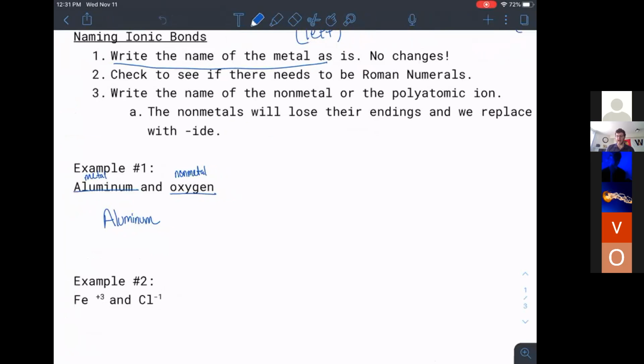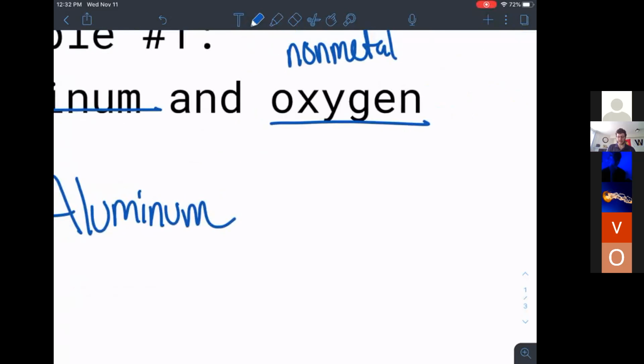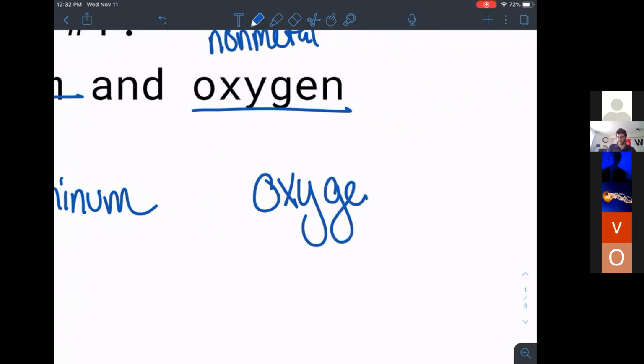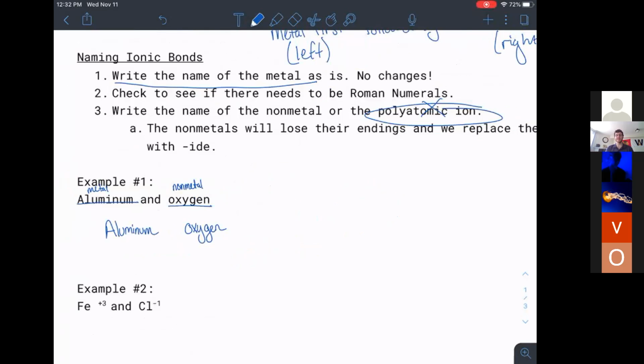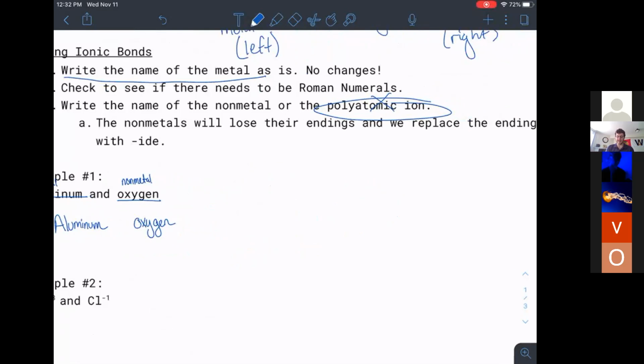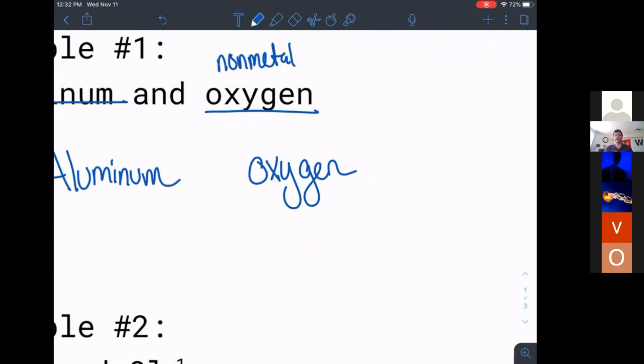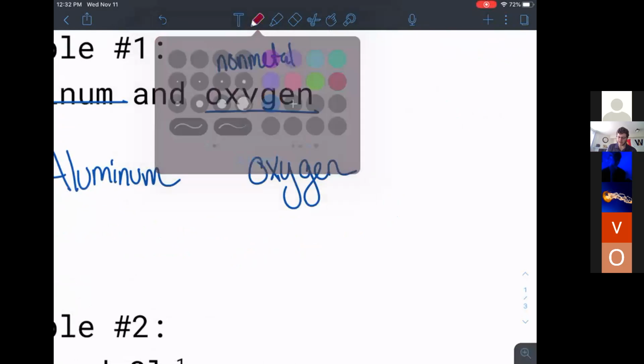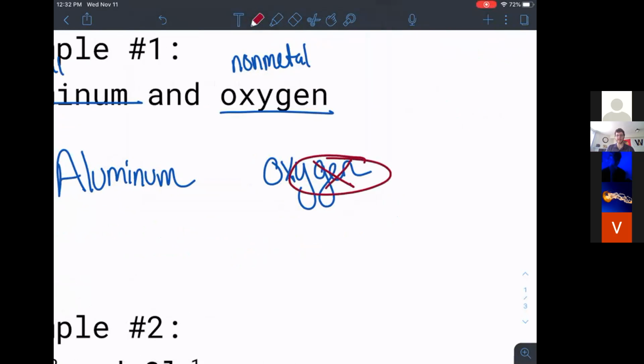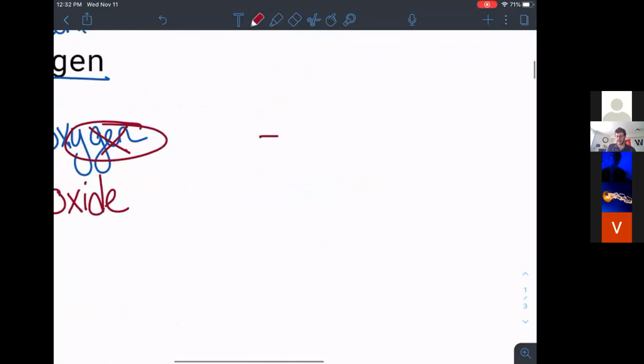It says, write the name of our nonmetal or polyatomic ion. Don't worry about this because we're not going to really use it this semester. Polyatomic ions also have negative charges, but we can ignore those for right now. So we're going to write the name of our nonmetal, so let's just rewrite oxygen. The nonmetal will lose its ending, and we replace that ending with IDE. Most of them, it's pretty clear where you remove the ending. Oxygen's a harder one because we're actually losing the last 4 letters, and it turns into oxide. So we change it to IDE to make the name aluminum oxide as our answer.